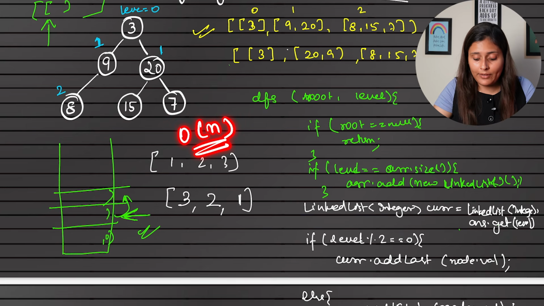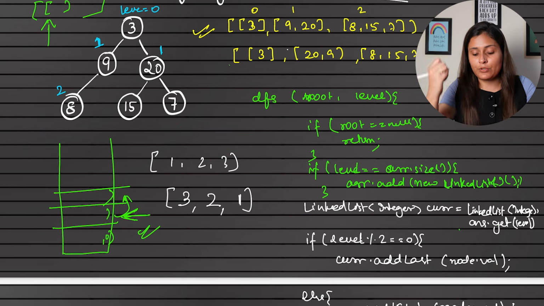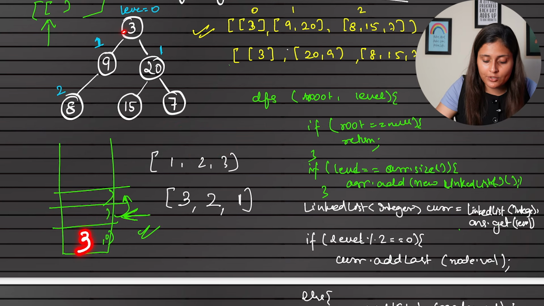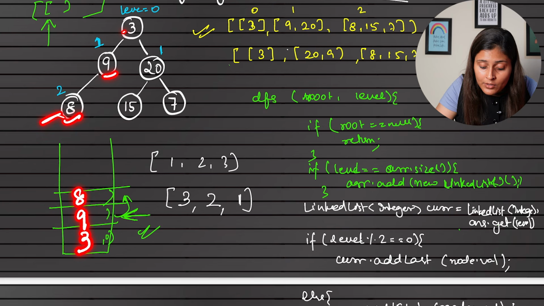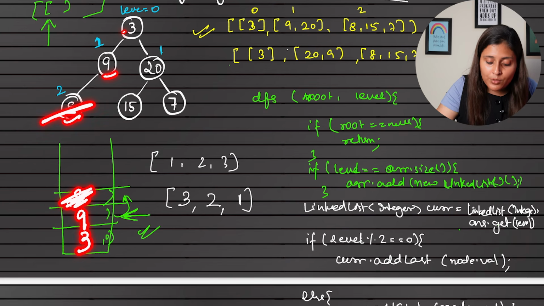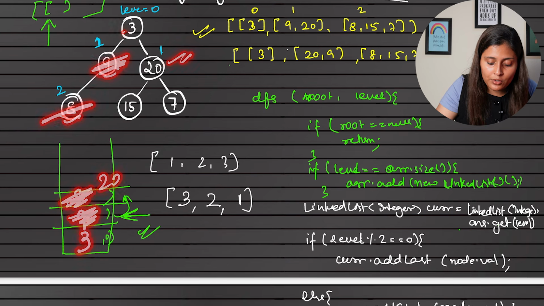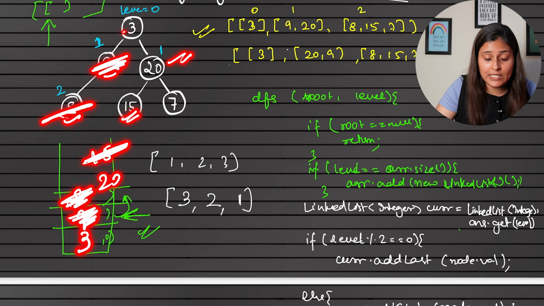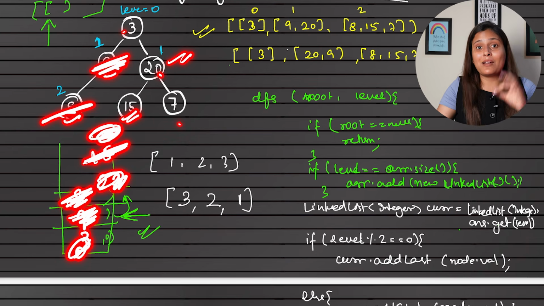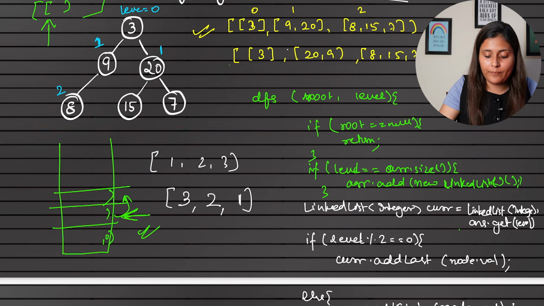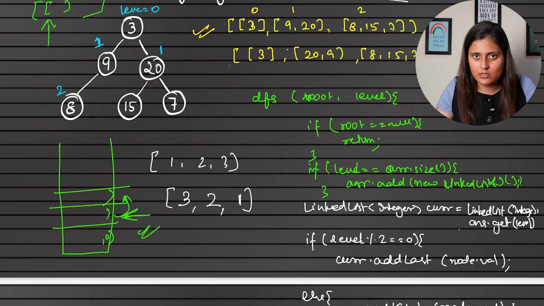Why did I say O of n in the worst case? Because if you saw, first you inserted 3, then you inserted 9, then you inserted 8, then you removed 8, correct? Then you removed 9, then you went on 20, then you went on 15, then you removed 15, correct? Then you went on 7, then you removed 7, 20, and then removed 3. So at max you have used only 3. Can I say that is nothing but the number of levels.